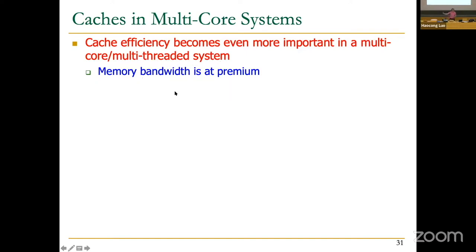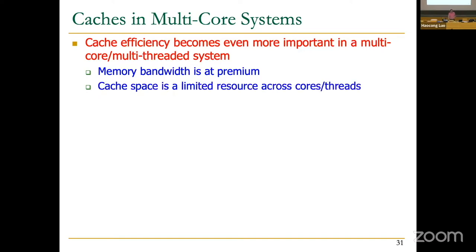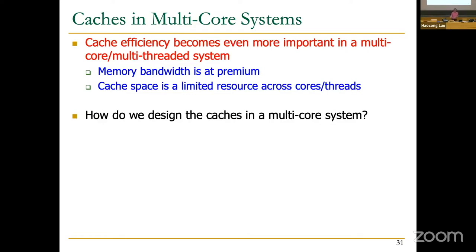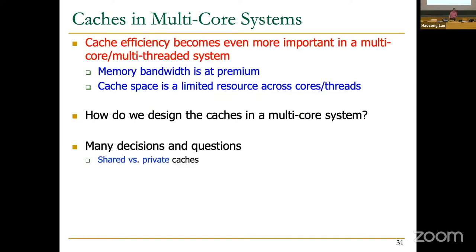You don't want to go to main memory. Ideally, you want to hit in caches. Unfortunately, that doesn't always happen. Also, cache space is a limited resource across cores and threads. So both space and bandwidth are problems. Then the question becomes, how do we design caches in a multi-core system? There are many interesting design decisions here. Should caches be shared or private across cores or threads?